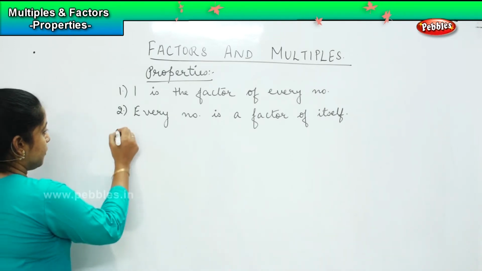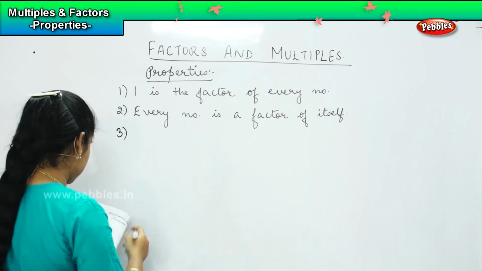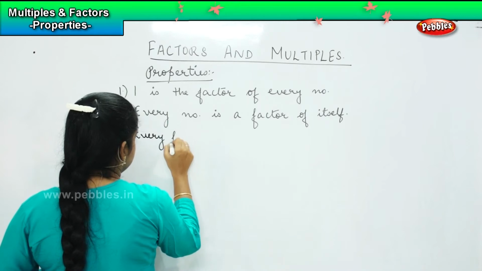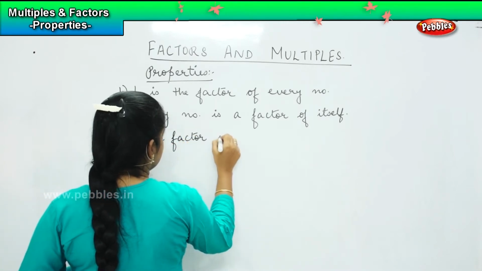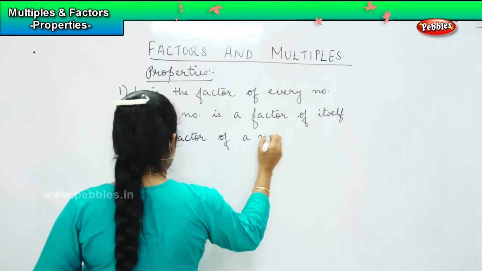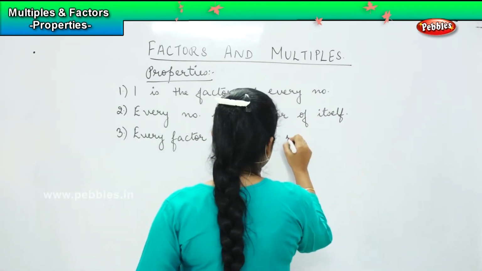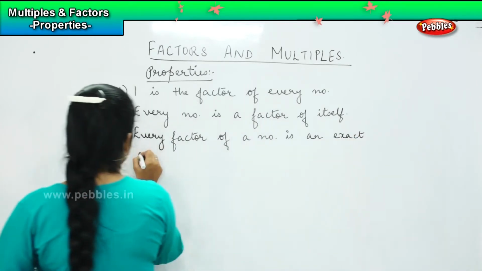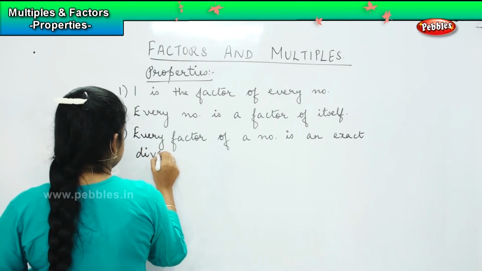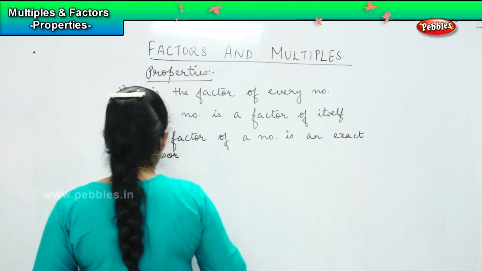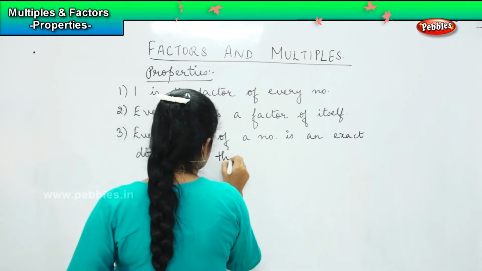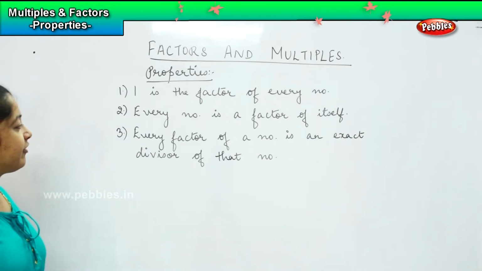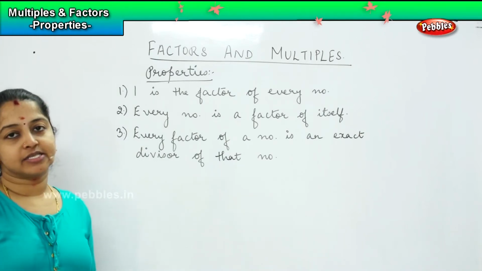The third property states every factor of a number is an exact divisor of that number. So what do you mean by this property? Every factor of a number is an exact divisor of that number.